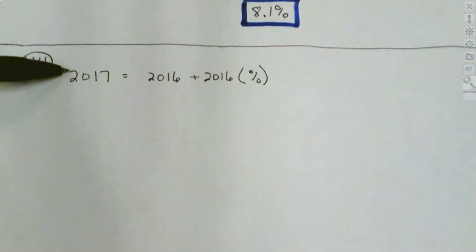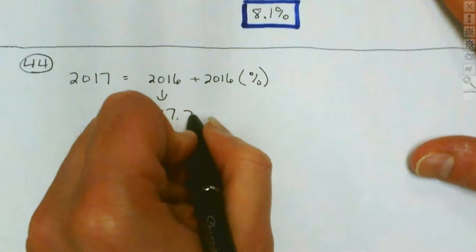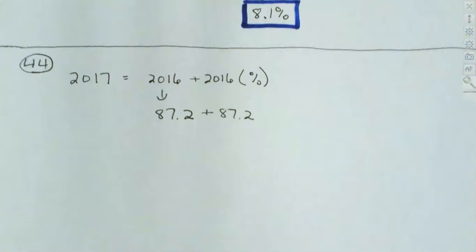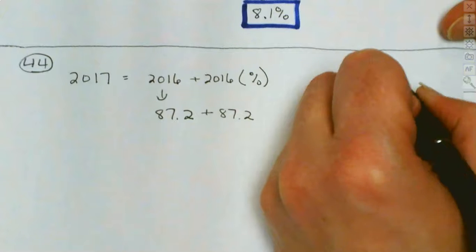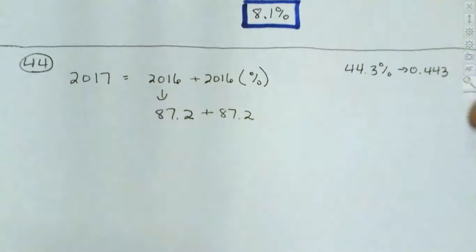So we know that the Cleveland Indians in 2016 had $87.2 million to start with. So that's going to go here, $87.2 million. And then we wanted to know the value in 2017, so we don't know, but it had increased by 44.3%. And 44.3% as a decimal would be 0.443. So it went up quite a bit.